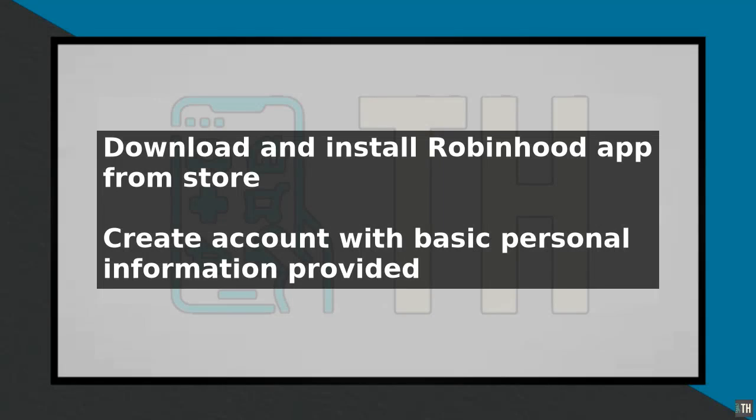To start using a Robinhood cash account, you first need to download and install the Robinhood app from the App Store or Google Play Store. Once installed, open the app and follow the prompts to create an account. You will need to provide some basic personal information, including your name, email address, and password.